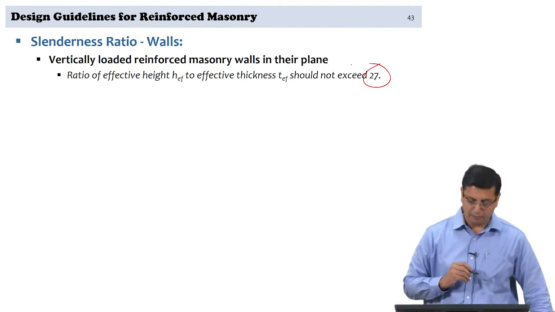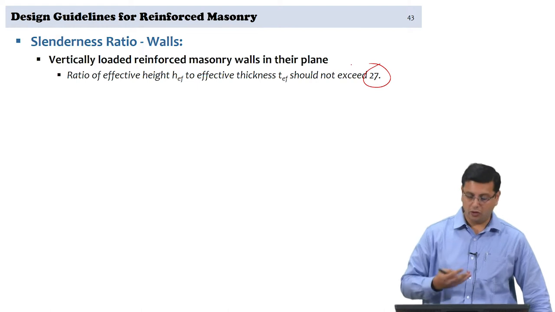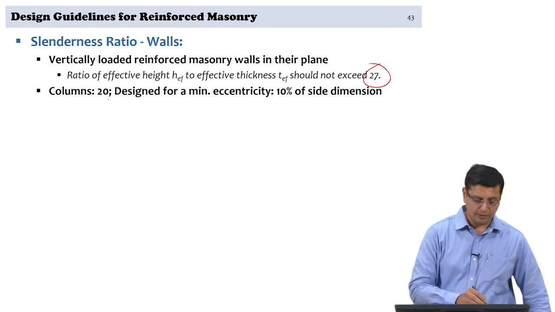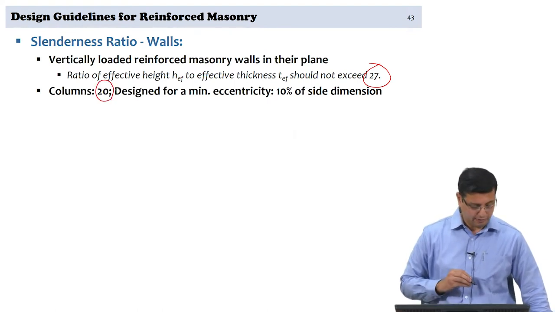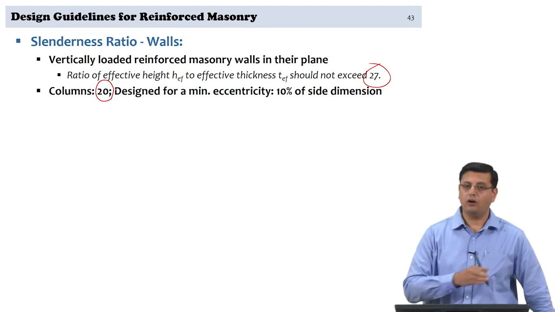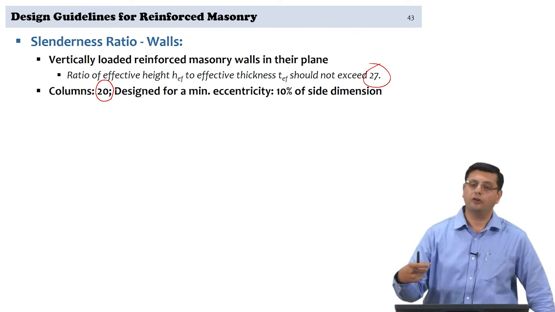So that's a number you want to keep in mind, the slenderness ratio of the wall for vertical load carrying capacity is limited to 27. However, if you're looking at designing columns, this number is limited to 20. So 27 for walls and 20 for columns. However, all designs of columns must consider a minimum eccentricity of 10% of the side dimensions.